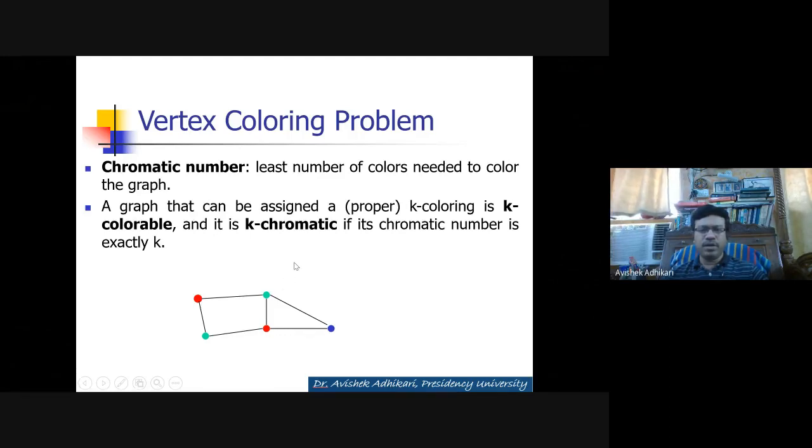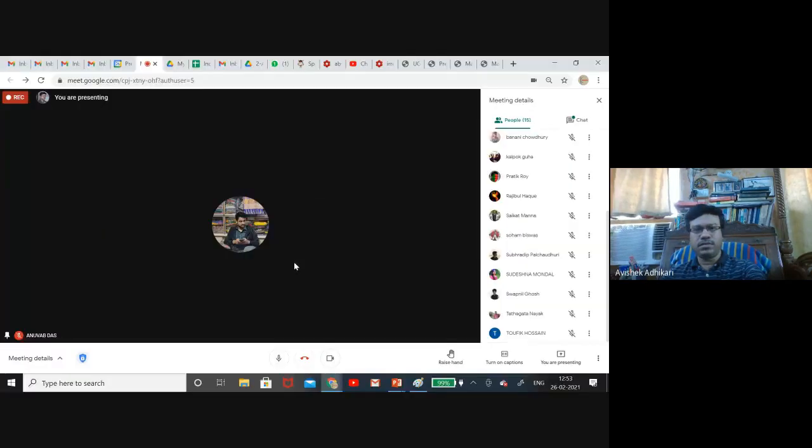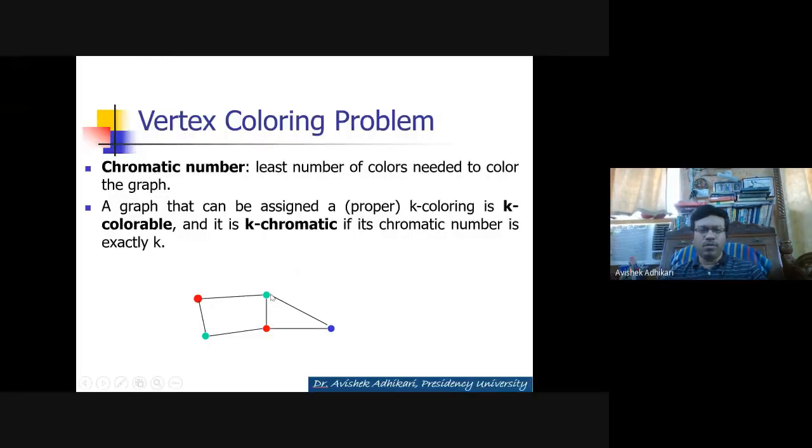Can you do it with two colors? No, because a triangle is already there. To accommodate a triangle, you have to have three different colors. You cannot do it with two colors, because then at least one pair of adjacent vertices would share a color. So it has to be three, and with these three colors you can also color these 2 points. So the least number of colors needed to color the graph is known as the chromatic number.